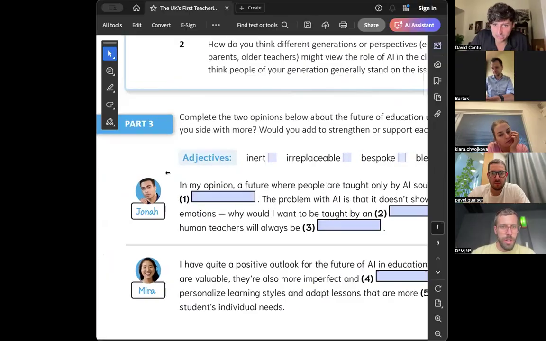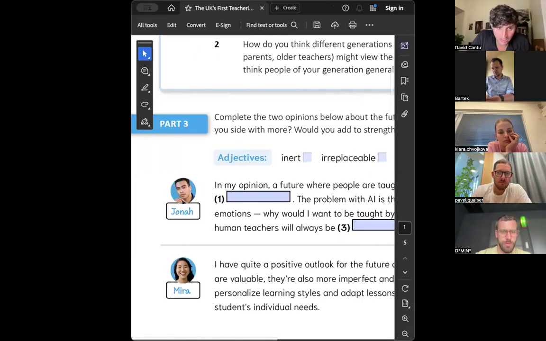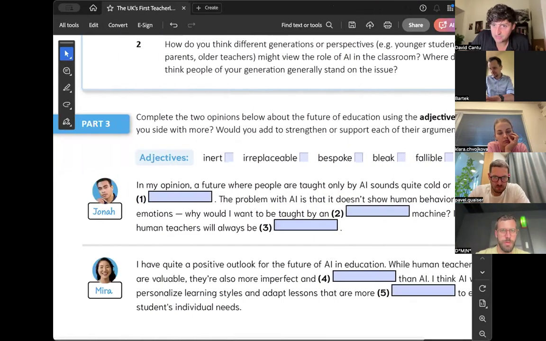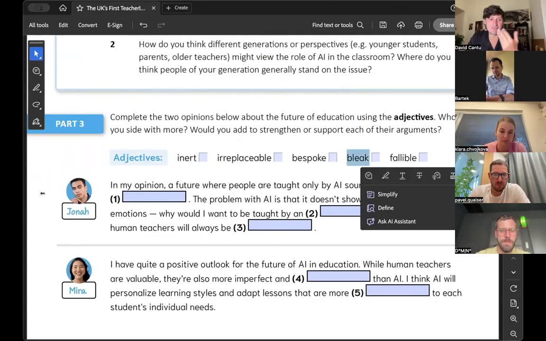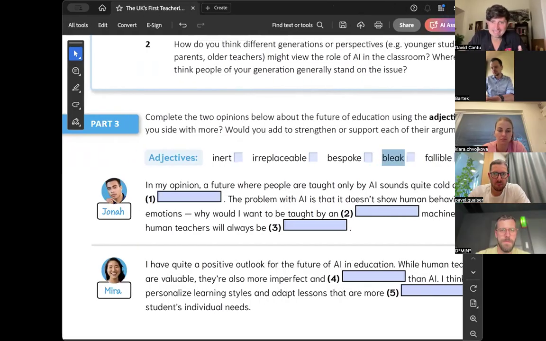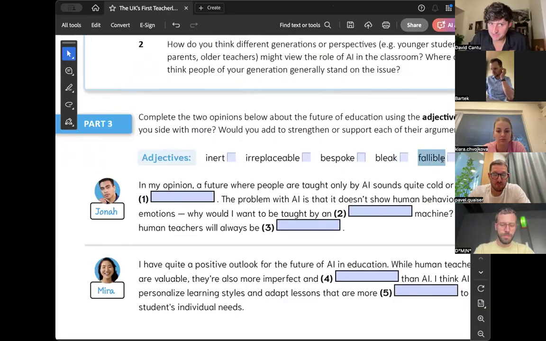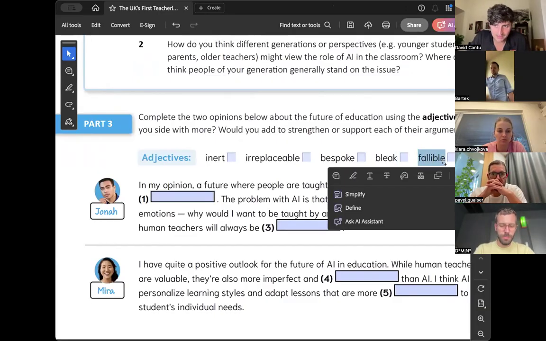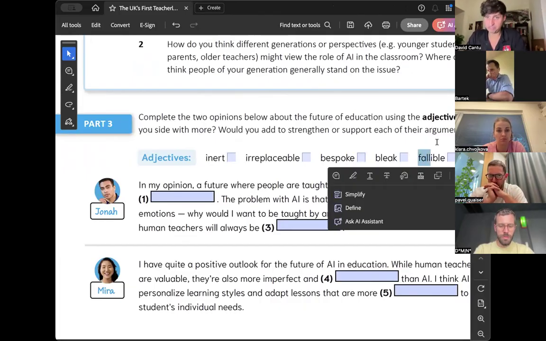Bespoke. It's almost like tailored. Something bespoke is custom made, tailored for an individual. Next one, bleak. Bleak is kind of without a promise, not promising, it's depressing. There's no hope. That's bleak. And then fallible here means capable of making mistakes. Think of it like they can fall, they can make mistakes.